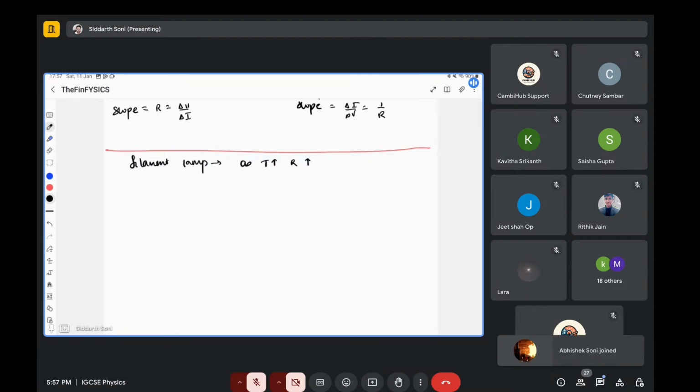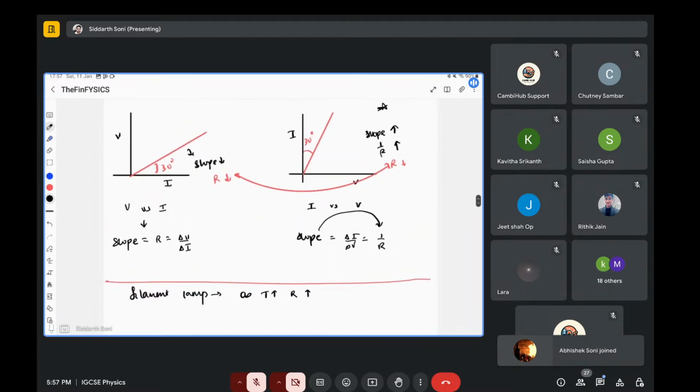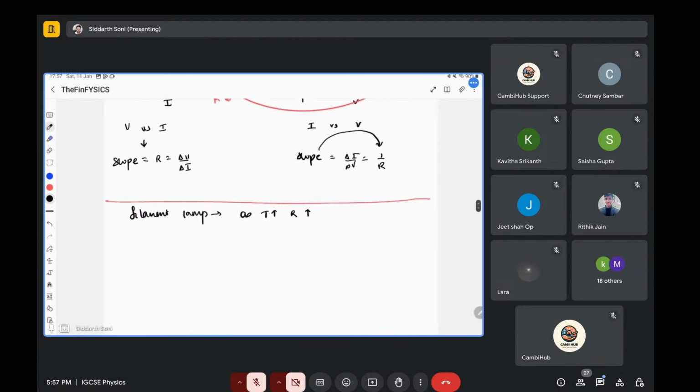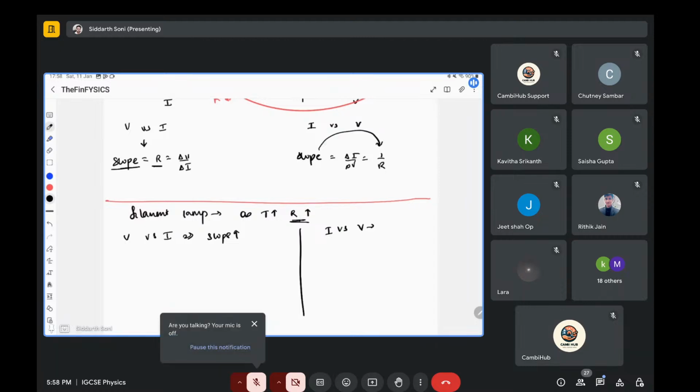As your temperature increases, your resistance starts to increase, which means if it's a VI graph, again visualize V versus I, my resistance is increasing. And for a VI graph, my slope is resistance, which means my slope has to increase. And for an I versus V graph, if my resistance is increasing, 1 upon resistance will decrease, so my slope has to decrease.